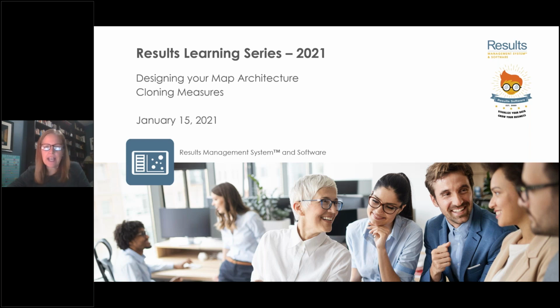Our time today is going to talk about map architecture. So when you're cascading and developing multiple maps for your organization, some best tips on there and on cloning. So let's go ahead and get started. Let me go ahead and advance the slides here.